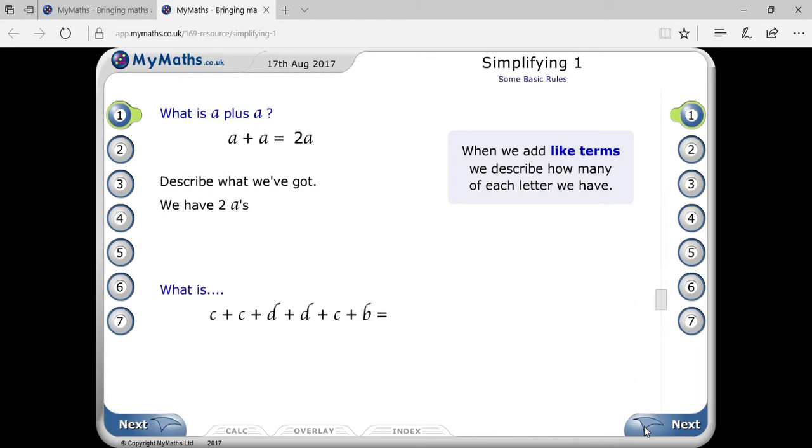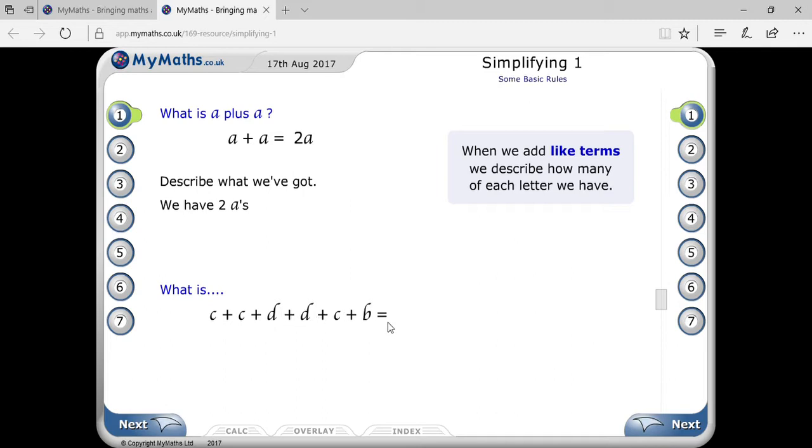Yes, that's why I was talking about like terms. Here you are seeing one expression on your screen: C plus C plus D plus D plus C plus B. Clearly you can see there are three types of variable in this expression: C, D and B. So you can add all the C's: C, C, C will be equal to 3C. D plus D will be equal to 2D. And there is only one B. So finally your answer should be 3C plus 2D plus B.